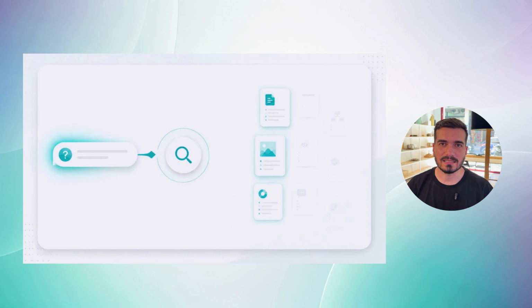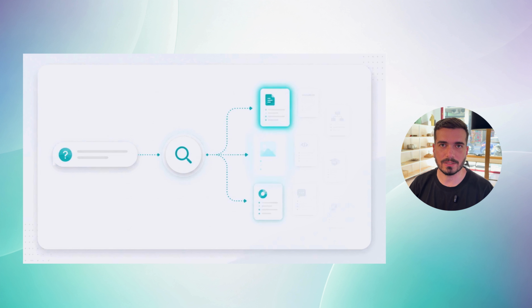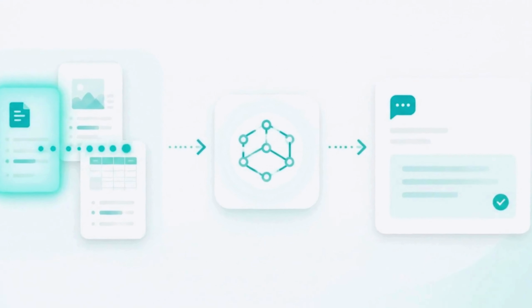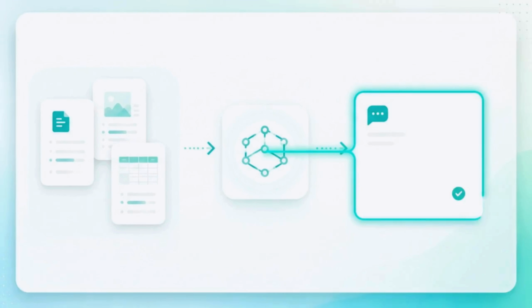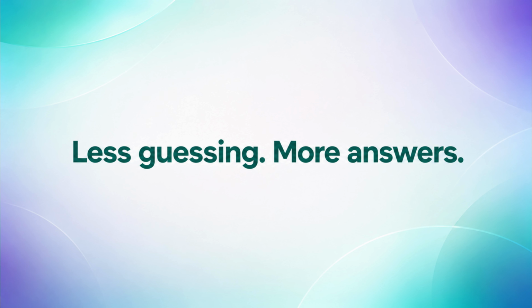When someone asks a question, the system retrieves the most relevant information from the documents you provided and then passes this information as context to the language model, so the system always responds based on the information you provided. This makes the answer more specific, more useful, and less dependent on guesswork. So now let's see how this works inside Gendox.